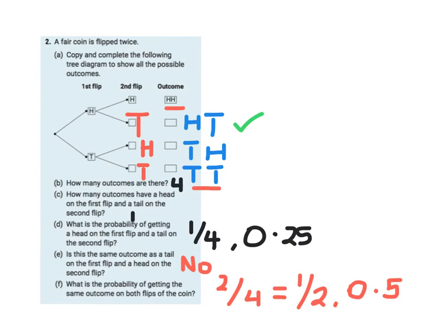Okay, so just to recap on that, we saw that we got the same outcomes on both flips when we got a head, head, or a tail, tail. That happens twice, and we have 4 outcomes altogether. So 2 over 4, which breaks down to 1 over 2, or 0.5.